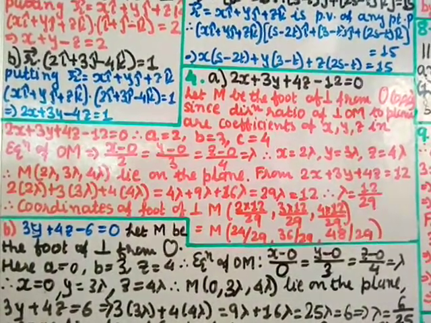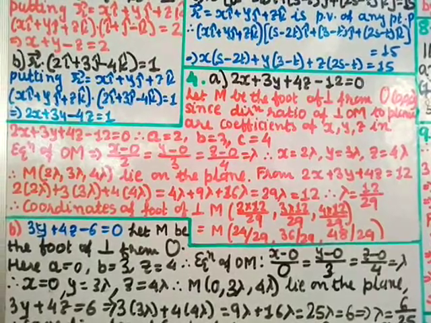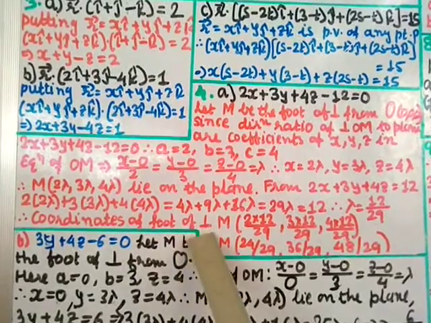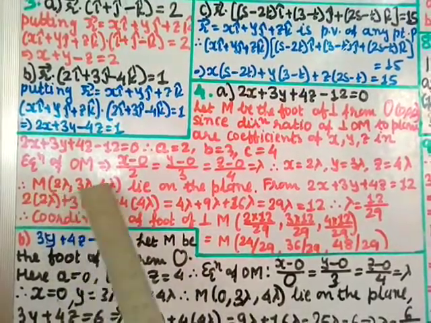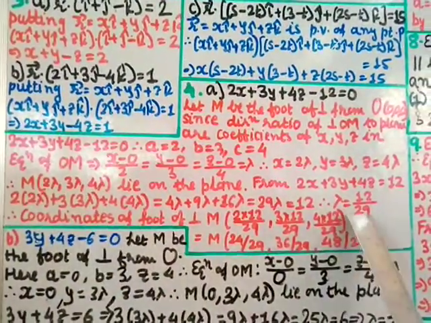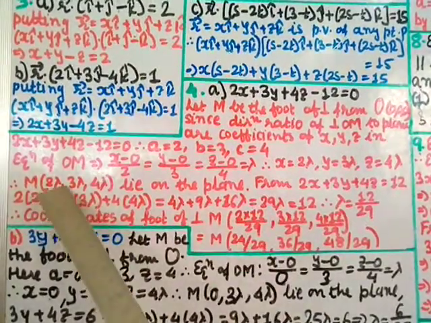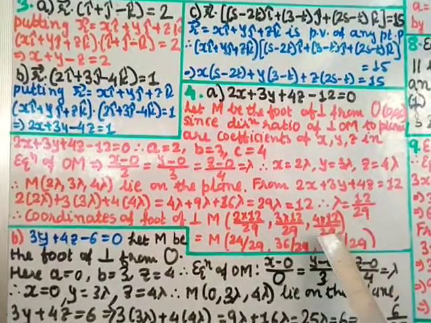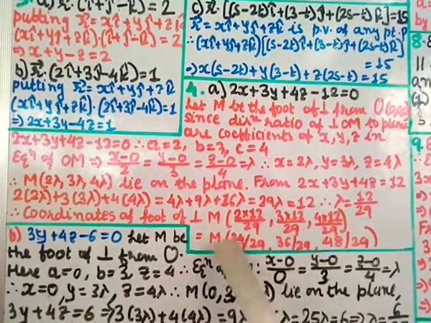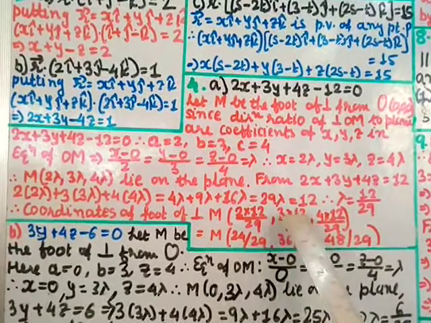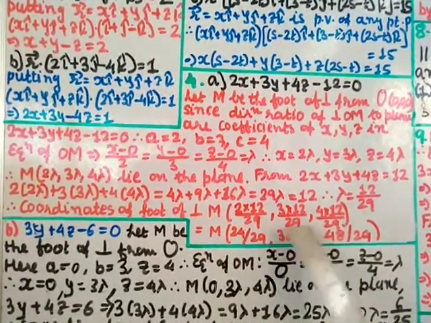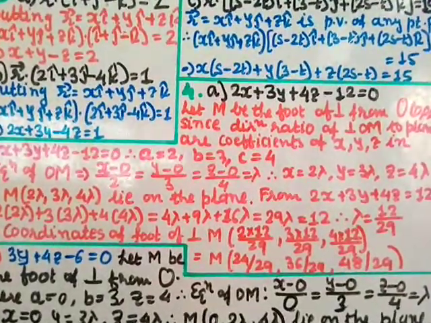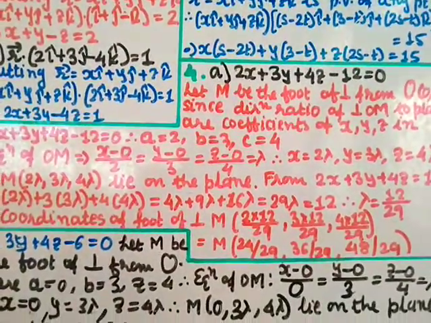Now you found the lambda value, you have got the point M. Put the value of lambda and you will get the coordinates of the foot of the perpendicular, that is the point M. Therefore the coordinates of the foot of the perpendicular M are (2 lambda, 3 lambda, 4 lambda). So 2 into 12/29, then 3 into 12/29, and 4 into 12/29. So this is 24/29, 36/29 and 48/29. So this is the foot of the perpendicular from the origin to the plane.